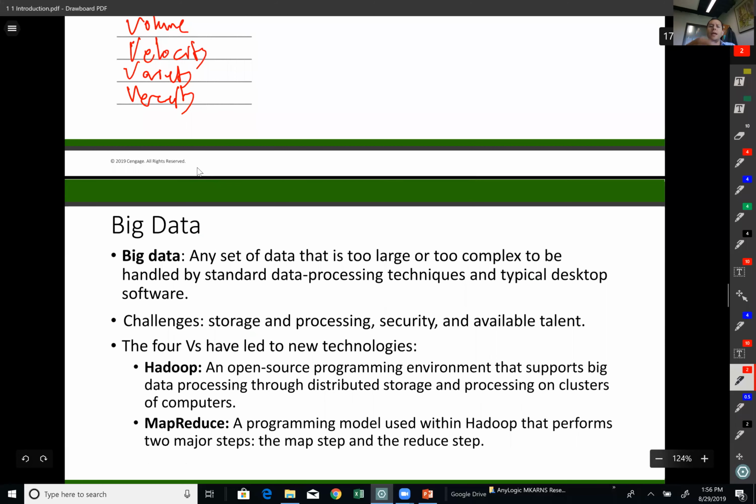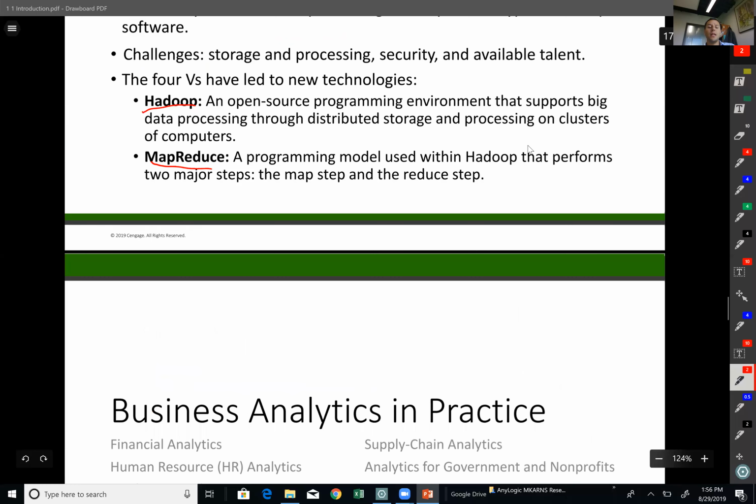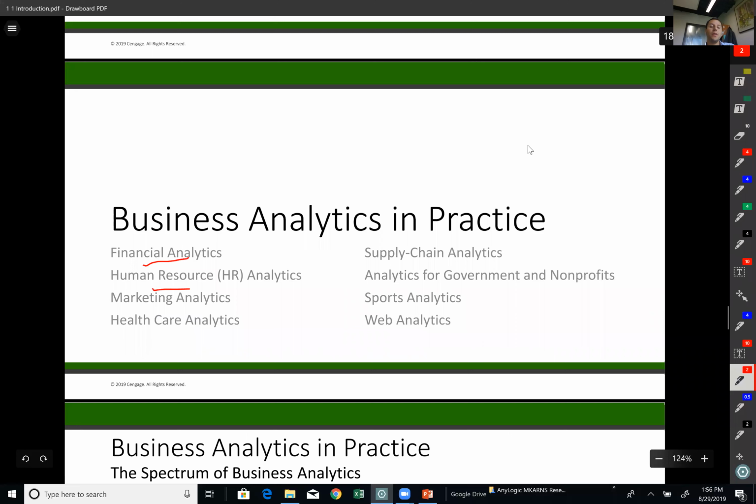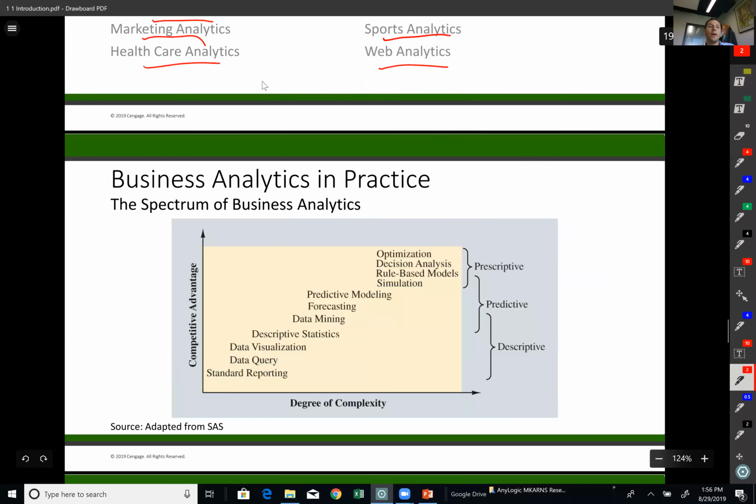So big data, again, is too large or too complex to be handled by standard processing techniques. There are different tools like Hadoop and MapReduce to deal with those kinds of data sets, all right? So let's take a look at business analytics in practice. We have different areas where we can use business analytics, like finance, human resources, marketing, healthcare, supply chain, government and nonprofit, sports, and web analytics. These are just to name a few, all right?